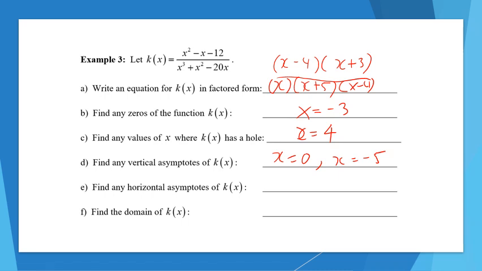Horizontal asymptotes, this is dealing with end behavior. So we want to look at our standard form, which is bottom heavy. So we're going to have a horizontal asymptote at y equals 0. And then find the domain. This is all real numbers except x equals 0, negative 5, positive 4. And that is example 3 there.